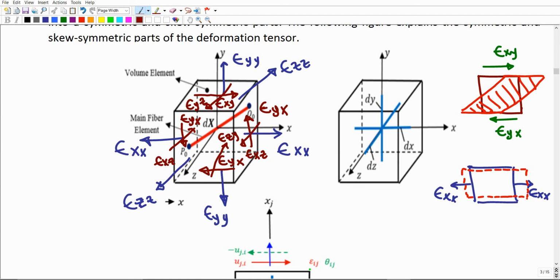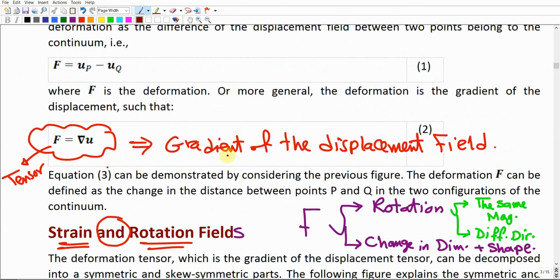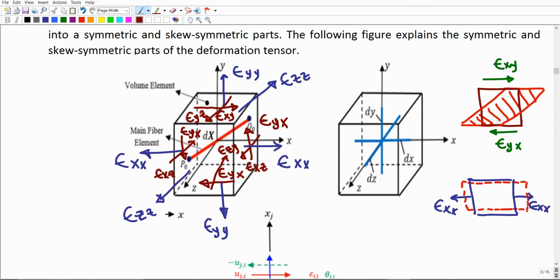But the new thing here, we focus more on the physical meaning of these components. Again, the strain tensor in general describes the change in dimension and shape of an object, and the strain tensor is the symmetric part of the deformation tensor. And the deformation tensor itself is the gradient of the displacement. It is a general tensor that includes the rotation tensor and the strain tensor as well. Make sense?